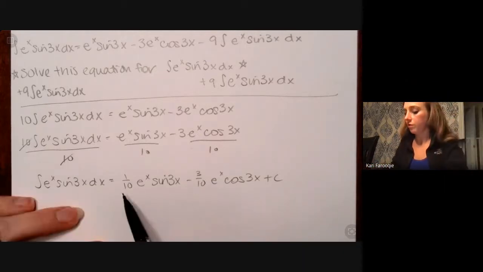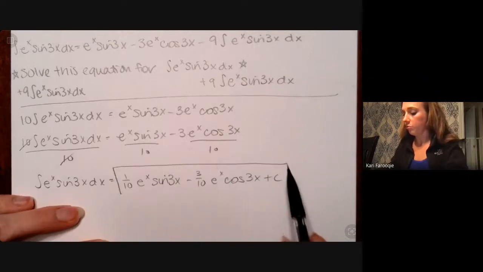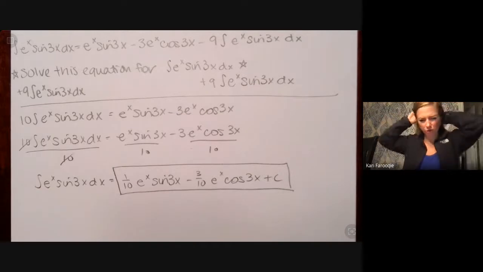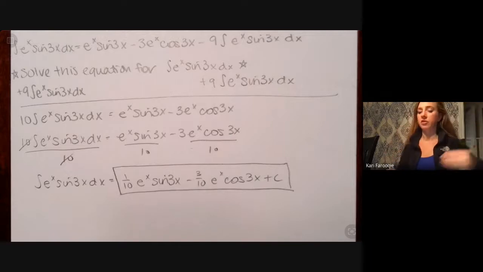Okay, so when you see this type of problem where there's really no good u to choose because the derivatives are just going to keep giving you that same type of function over and over again, that's fine. Use this process. A lot of times you will see it with an exponential and a trig. It's just the way it is.